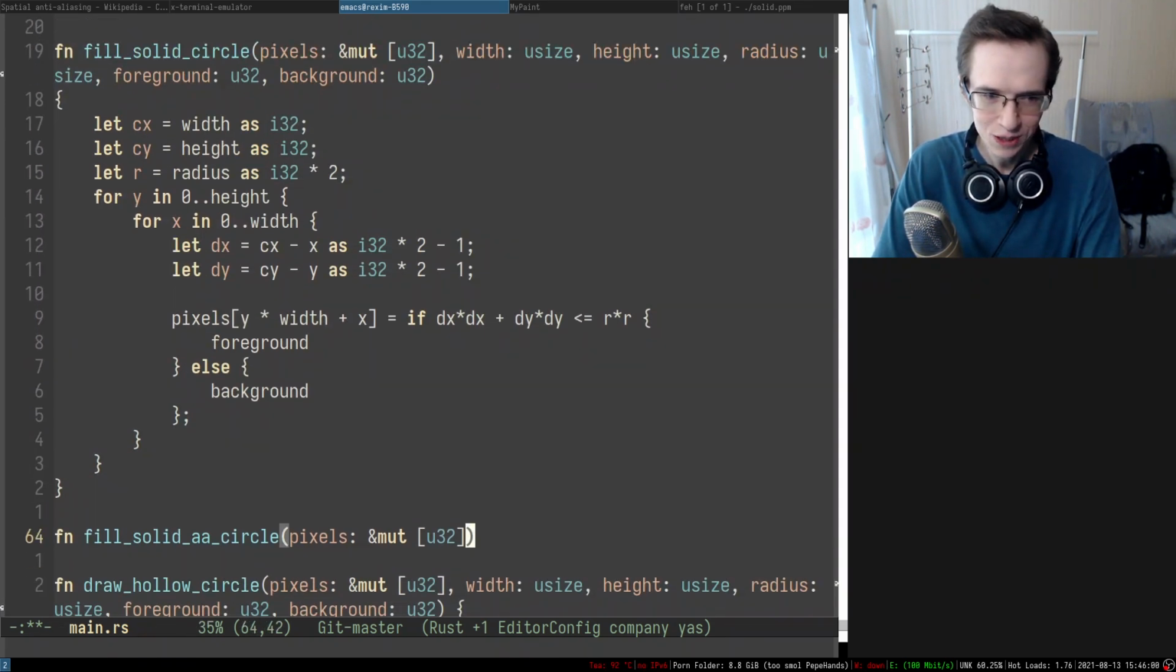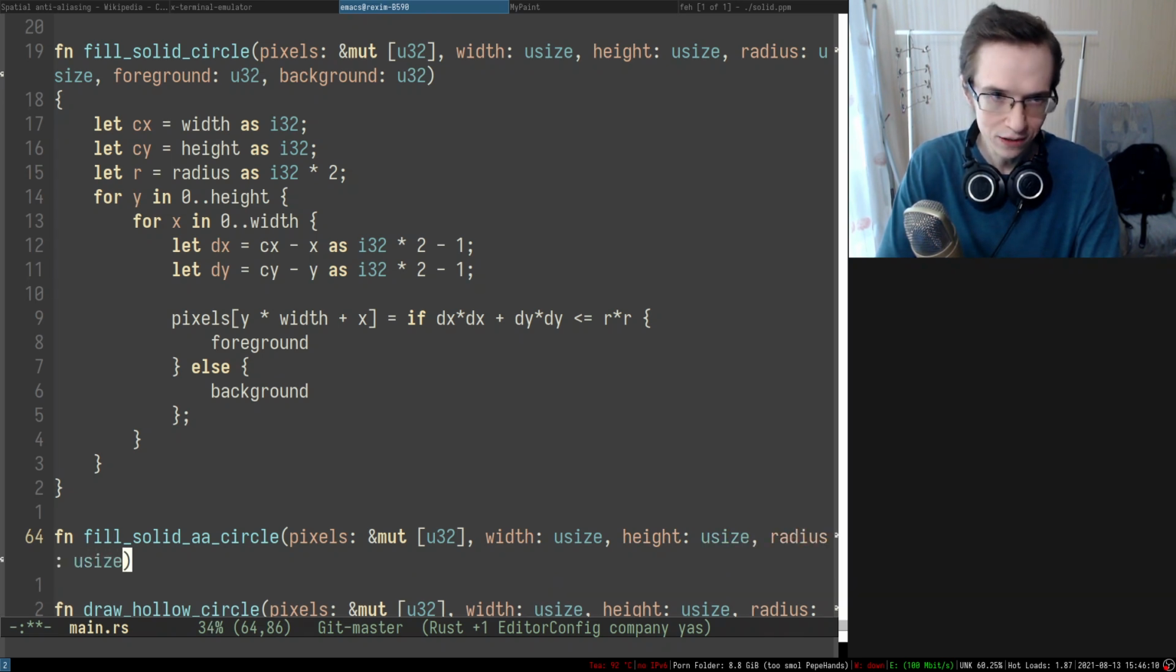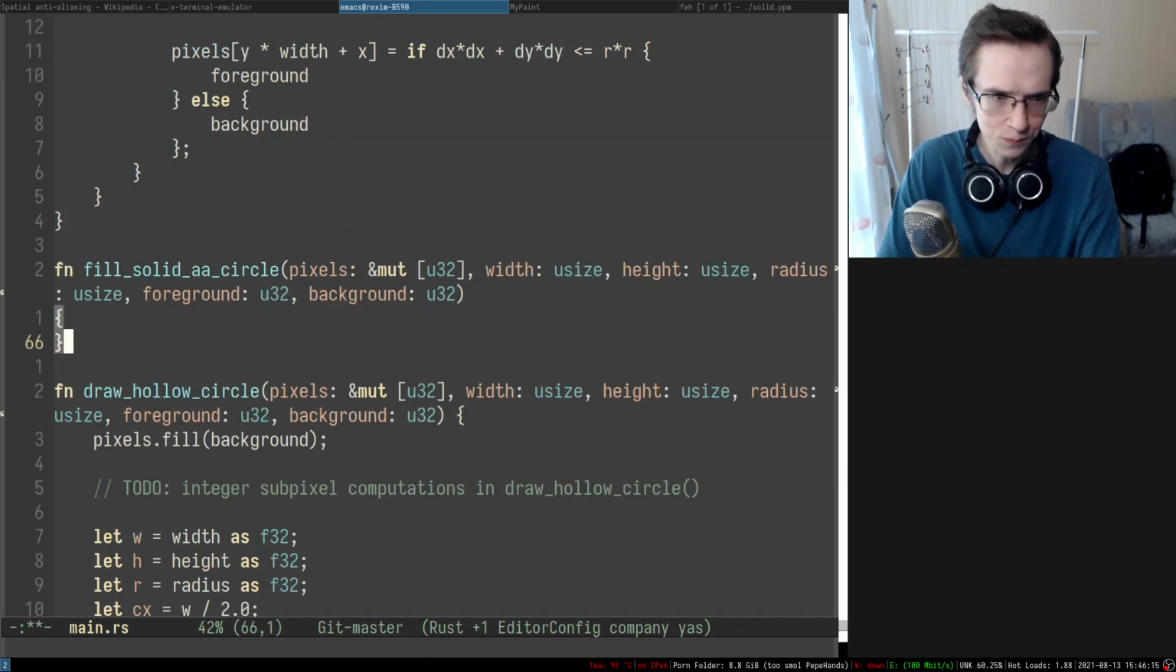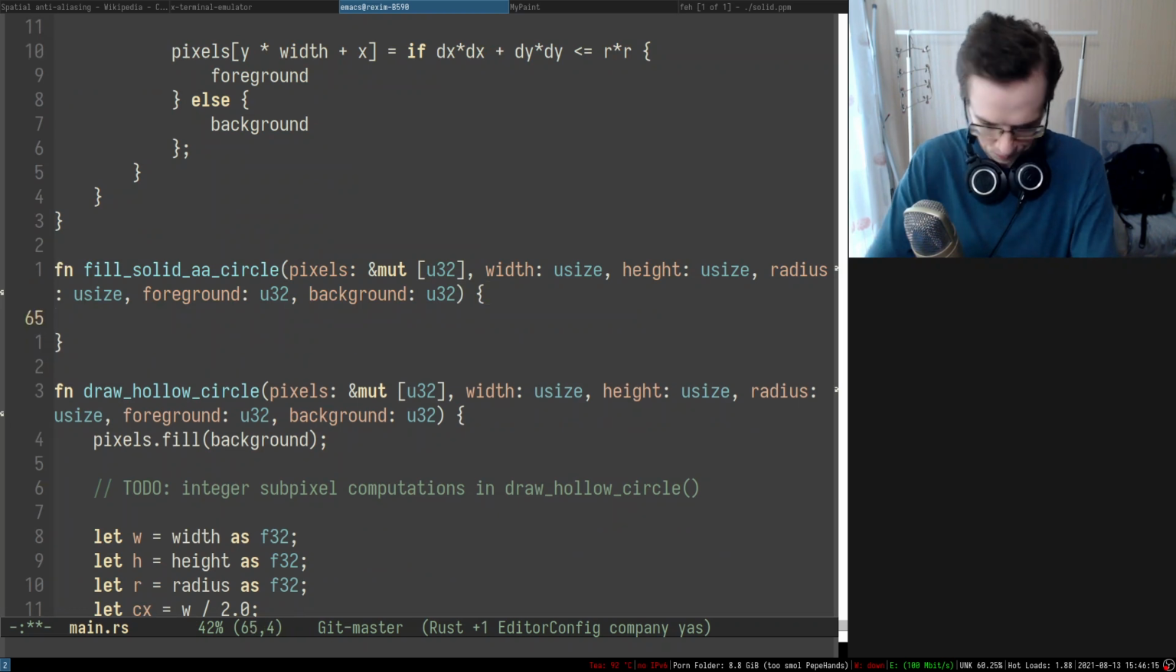So we're accepting the array of pixels. Also, we're accepting the width and height of the picture. We're also accepting the radius of the circle and the foreground and background colors, right? There we go. So this is what we've got.